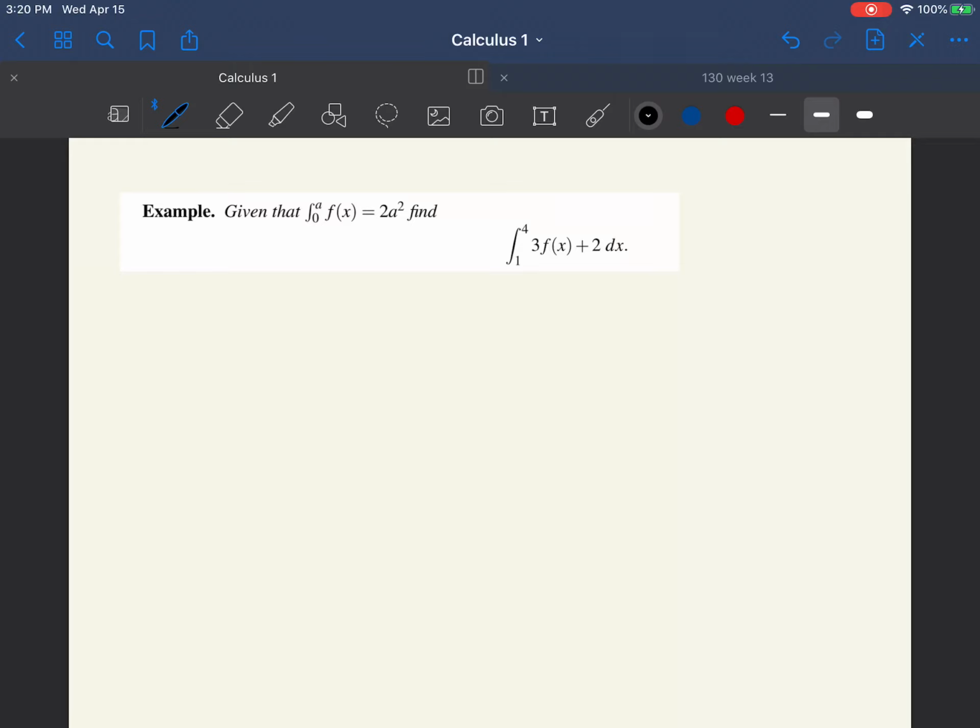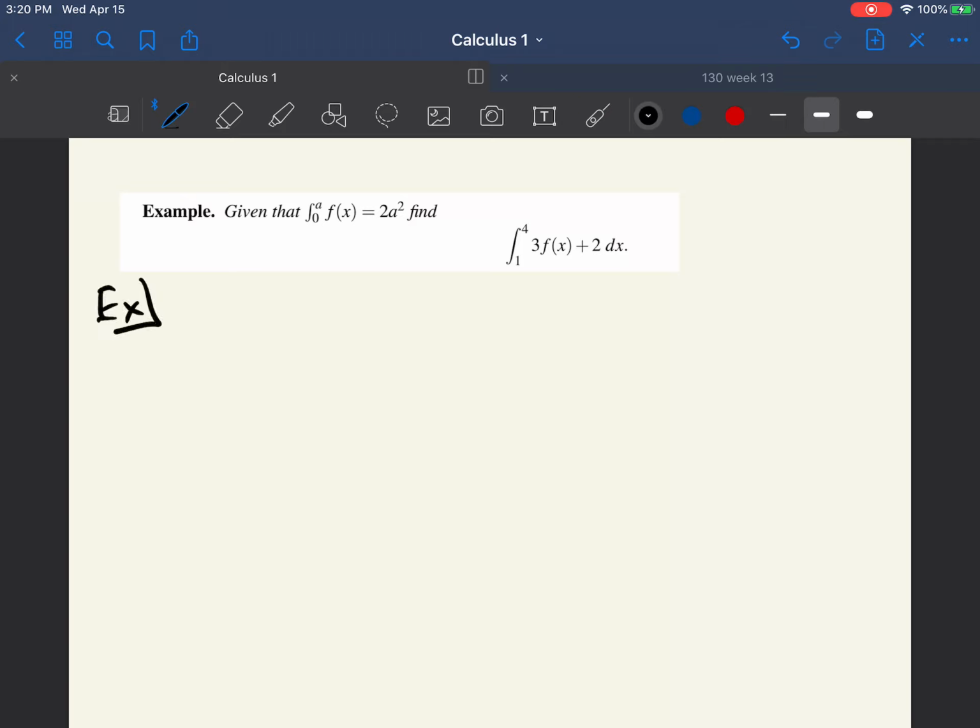This problem will be an exercise in using those properties of integrals that we just saw in the notes. Okay, so we are given that the integral from 0 to some positive number, any positive number you want, a, of a function f of x is given by this formula, 2a squared.